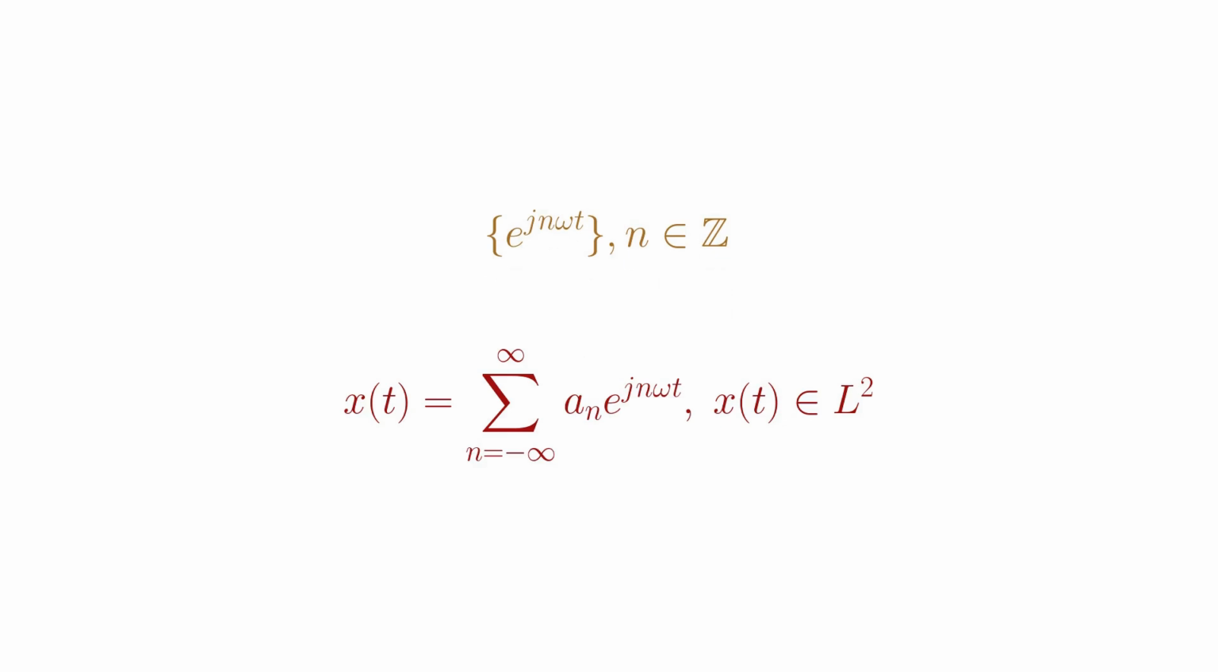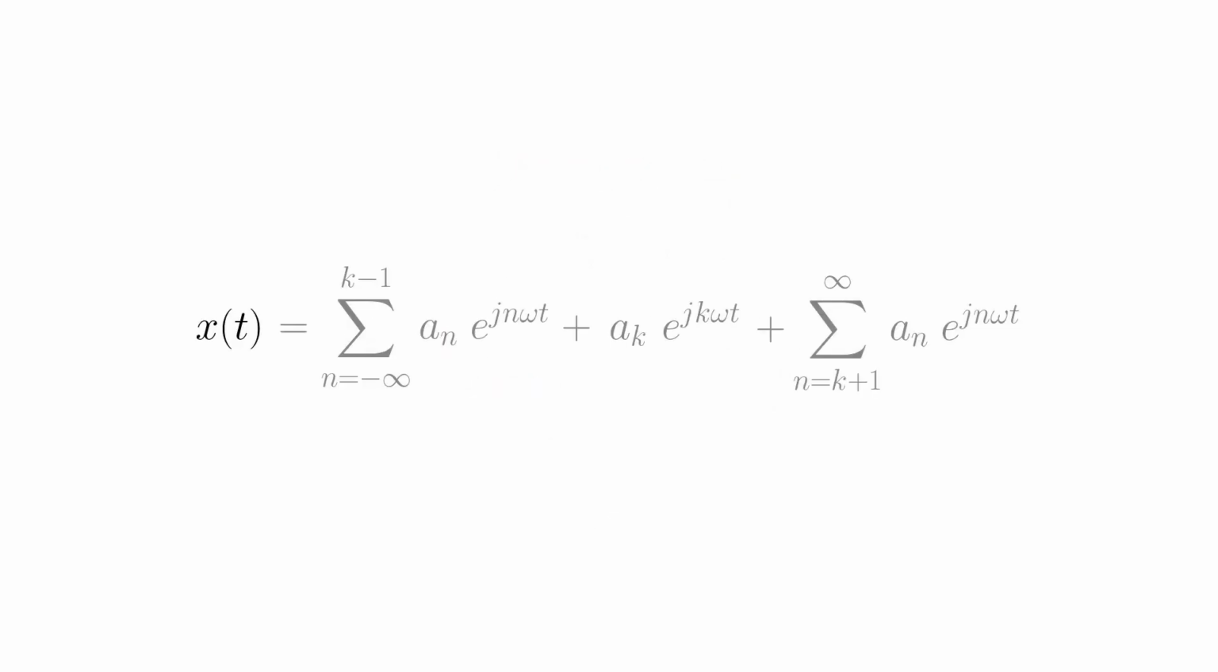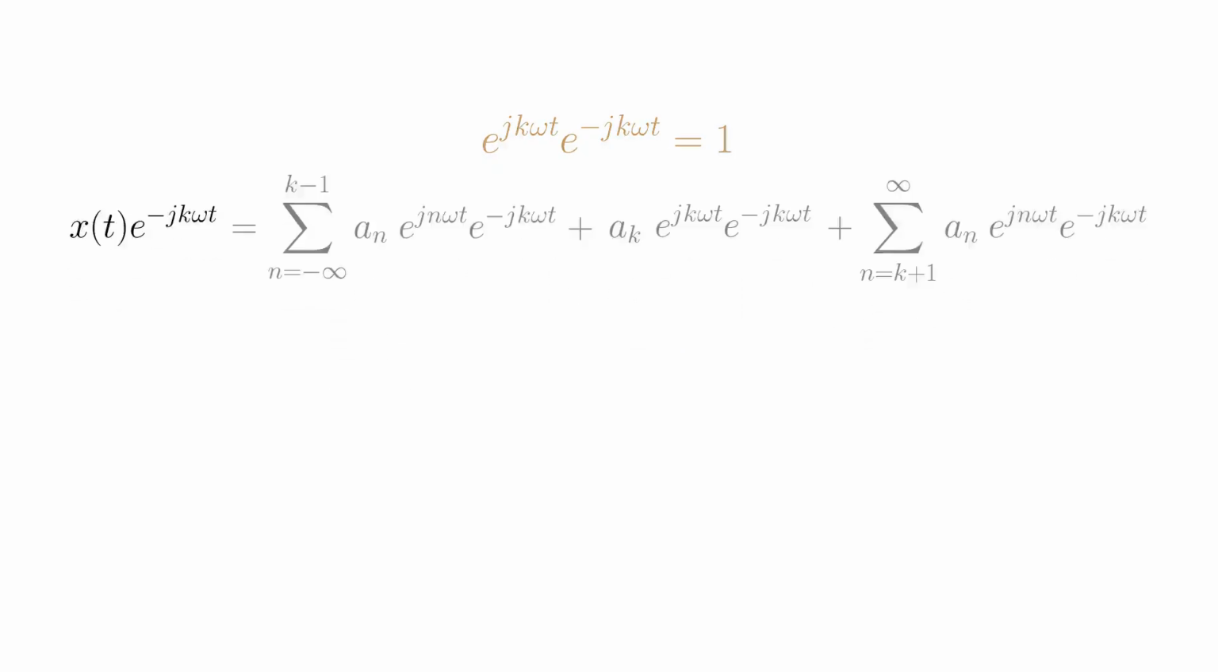Exactly. That's really awesome. But how do you find these coefficients? Suppose I want the kth coefficient alone. I can isolate it by eliminating the effect of e power j k omega t. How can we do this mathematically? By multiplying it with its conjugate. When we do that, we get this equation.